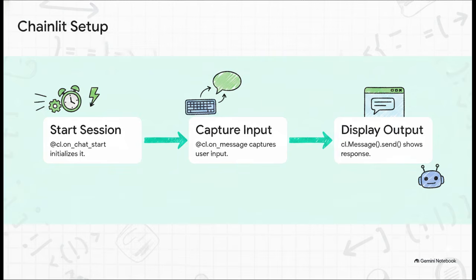By utilizing just a few simple Python decorators, we can bind our backend directly to the front-end chat window. So the onChat decorator sets up the environment the very moment a user opens the app. The onMessage decorator grabs whatever the user types in, and sending a Chainlit message pushes the agent's response right back onto the screen. It is remarkably, literally effortless.